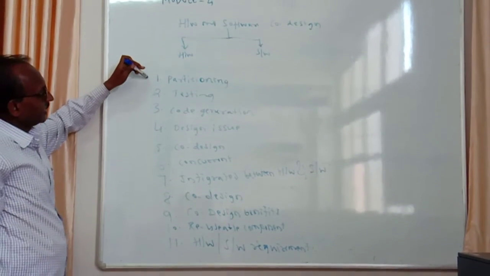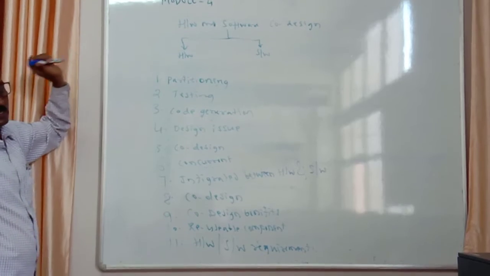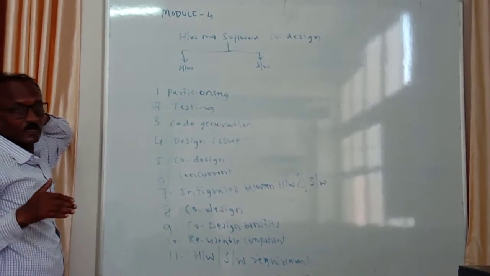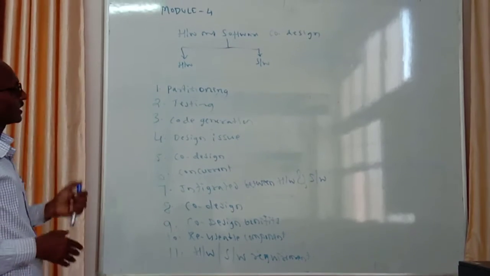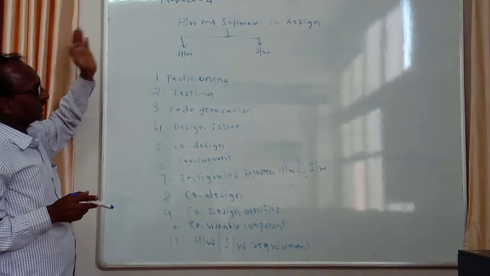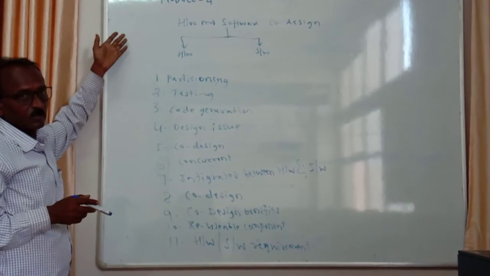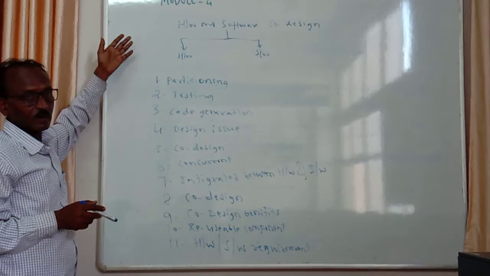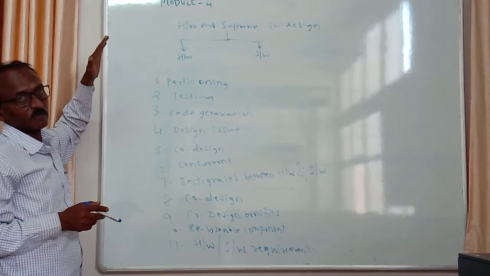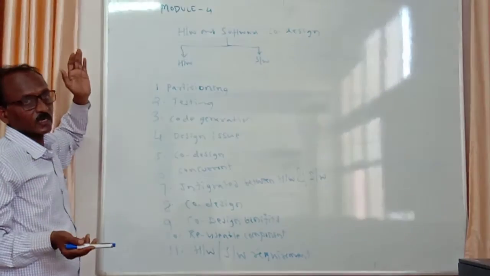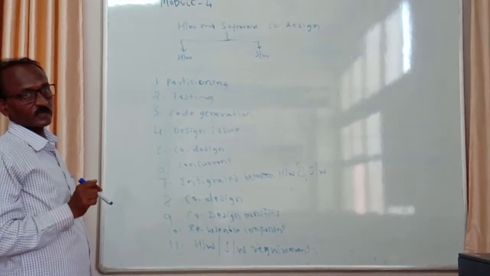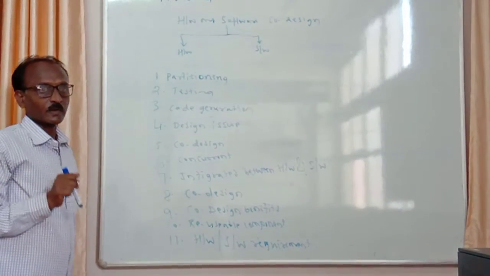First one is partitioning. Partitioning means, for any problem, first we divide it. The partition means to divide the problem based on the nature of the problem, whether it is hardware related or software related, whether it is an assembly level language or a high level language. Based on that, we have to partition any problem into hardware or software. This is the first step in design.